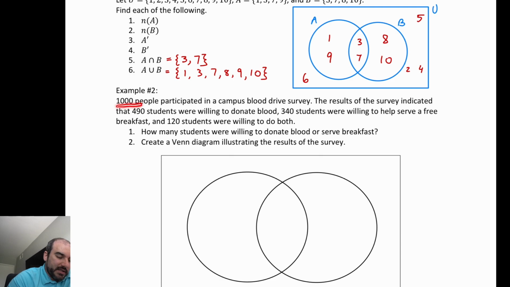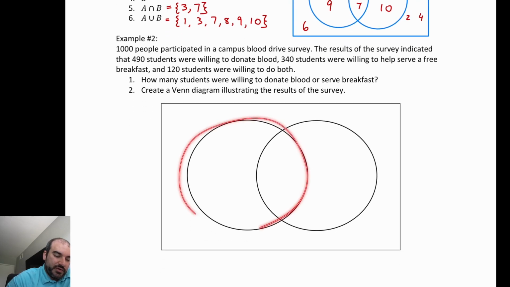So it says 1,000 people participated in a campus blood drive survey. That seems like the whole universal set. So the universal set is going to have 1,000 elements in it, which is just everyone that participated. And then we have different breakdowns of students. So 490 willing to donate blood, that's one set. 340 willing to help serve a free breakfast, that's another set. And then 120 students willing to do both. Since they're willing to do both, that kind of makes it sound like an intersection of two sets.